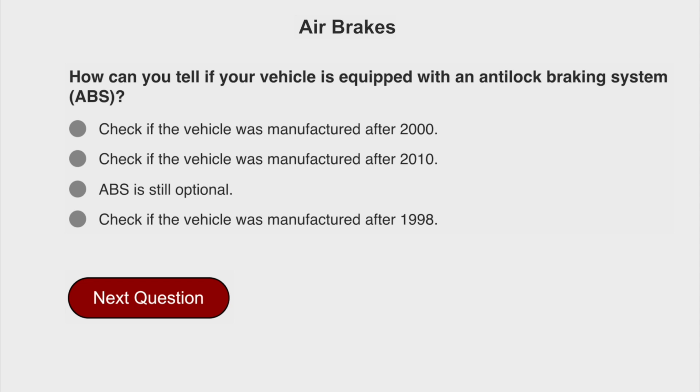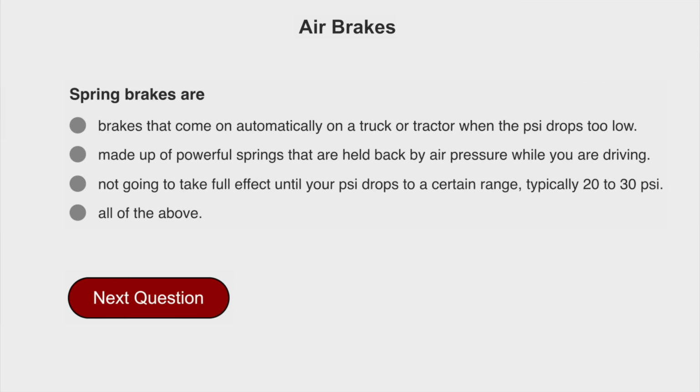How can you tell if your vehicle is equipped with an anti-lock braking system? Check if the vehicle was manufactured after 1998. Spring brakes are all of the above. Brakes that come on automatically on a truck or tractor when the PSI drops too low. Made up of powerful springs that are held back by air pressure while you're driving. Not going to take full effect until your PSI drops to a certain range, typically 20 to 30 PSI.